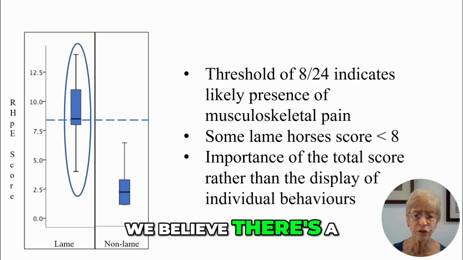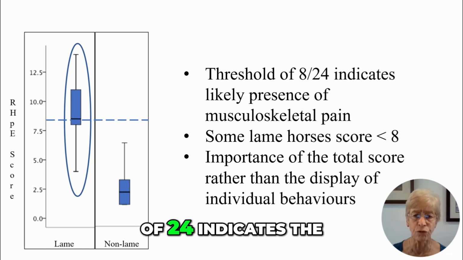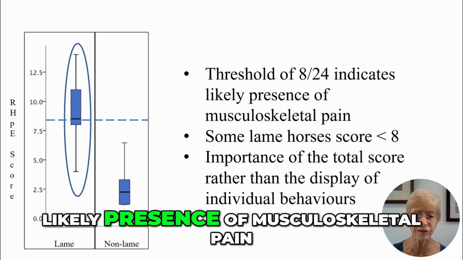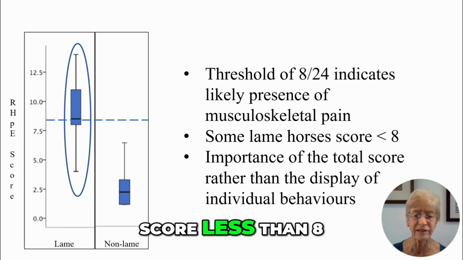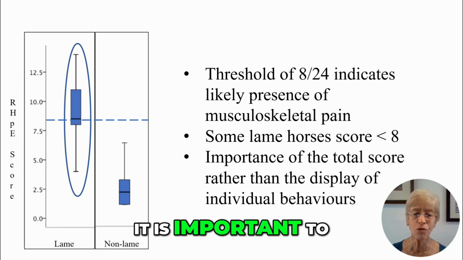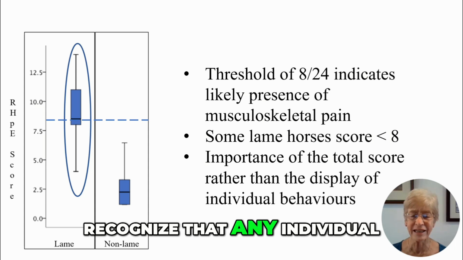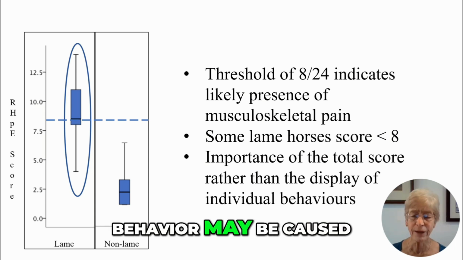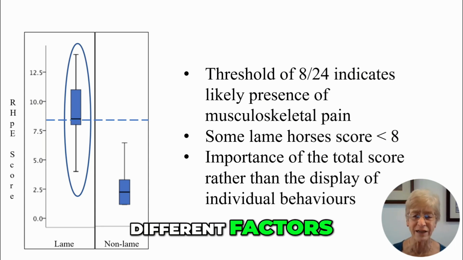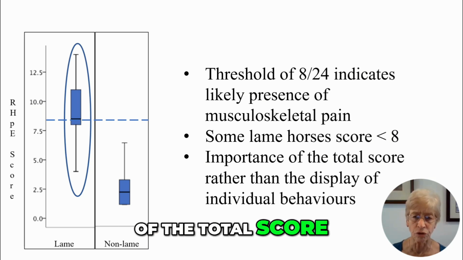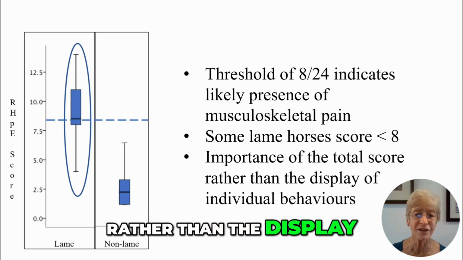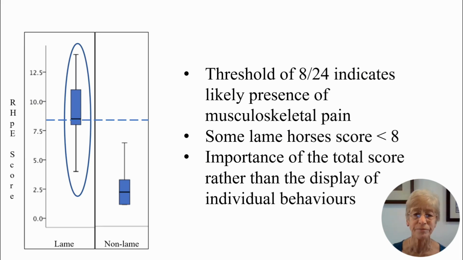We believe that a threshold of 8 out of 24 indicates the likely presence of musculoskeletal pain, although some lame horses score less than 8. It is important to recognize that any individual behavior may be caused by a variety of different factors. It is the importance of the total score rather than the display of individual behaviors.